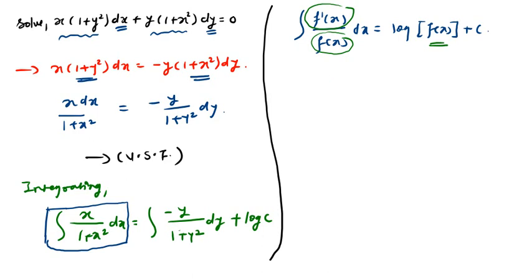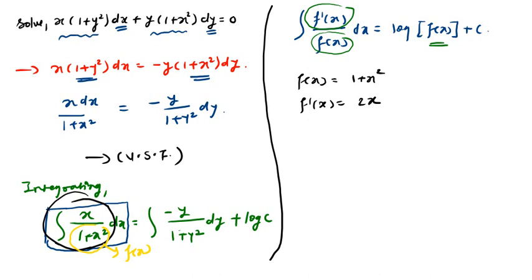If you observe this term, our function f of x is 1 plus x square, and we know the derivative of f of x is f dash of x, that is 2x. So we have 1 plus x square here, that is f of x, and this is f dash of x. But f dash of x is not directly given. We need this extra 2 here, so multiply and divide that term by 2.